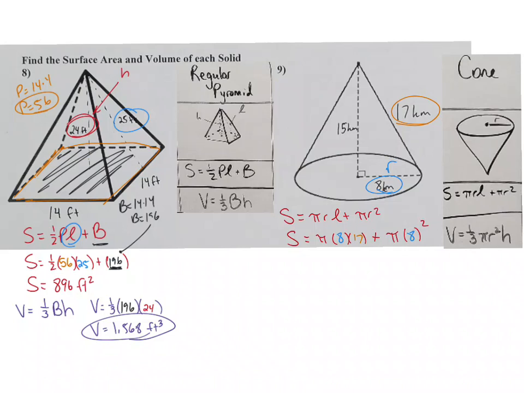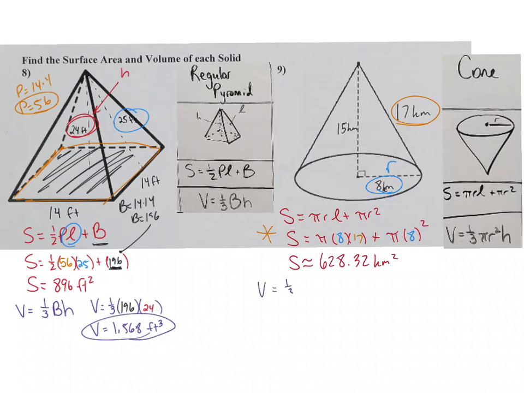So you at least have to show this step. You must show this step right there. If you don't show it, you're not going to get any points. So pi, parentheses 8, close parentheses, 17, close parentheses, plus pi 8 squared. So I have 628.32. So surface area is about, remember we used pi, so we had to round, 628.32, and it is square kilometers.